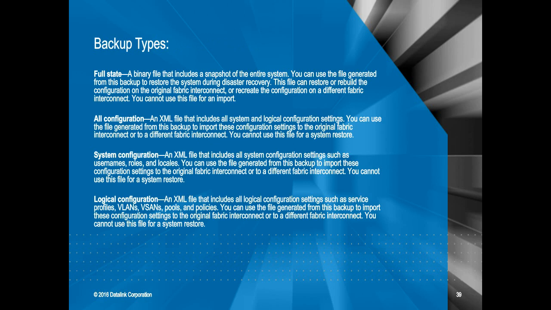So here are the backup types, and to explain further, you have your full state, which is your binary file that includes a snapshot of the entire system. You can use the file generated from this backup to restore the system during your disaster recovery. This file can restore or rebuild the configuration on the original fabric interconnect or recreate the configuration on a different fabric interconnect. You cannot use this file for an import.